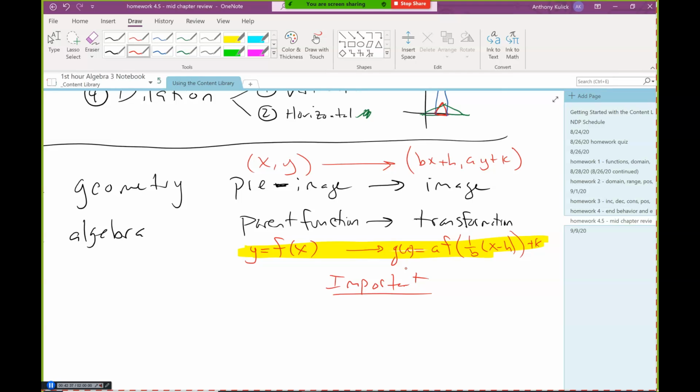So what we're going to be able to do here is eventually, by looking at the form of our function, immediately look at it and be able to tell certain attributes about it. Like, how is the parent function changed in this particular transformation? So this is important.